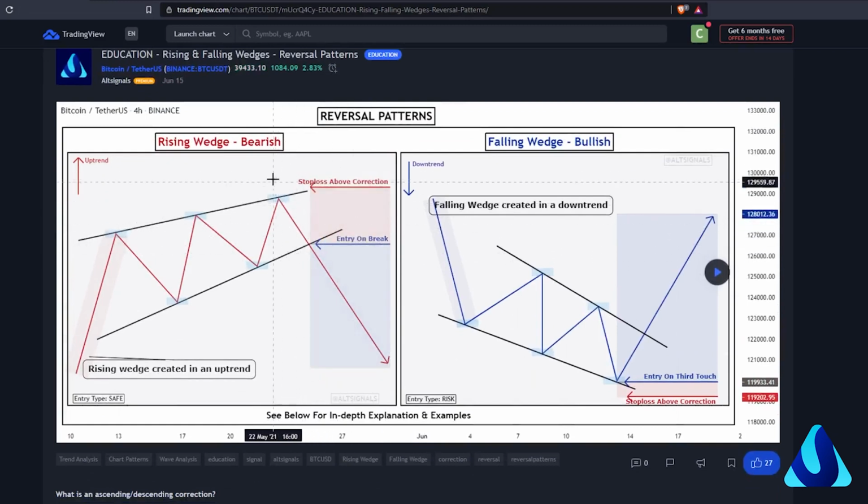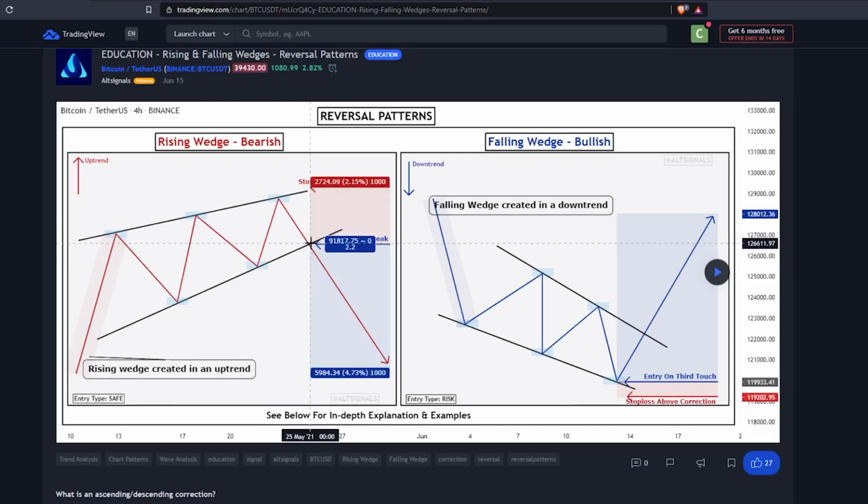So essentially the safe entry is giving you more confirmation. So you see the wedge form, you've seen the pattern form, it's come to this point here, you can see it's broke out of the wedge. Now we know pretty much it's a bearish reversal. So what we would look to do at this point is, we've got all these confirmations, we'd still place our stop loss above here, and we'd take our trade around here.